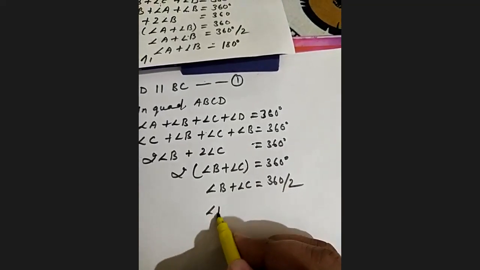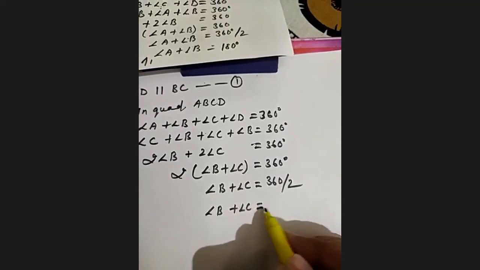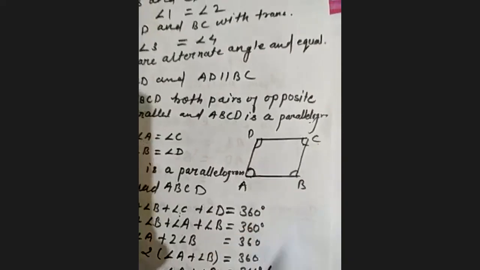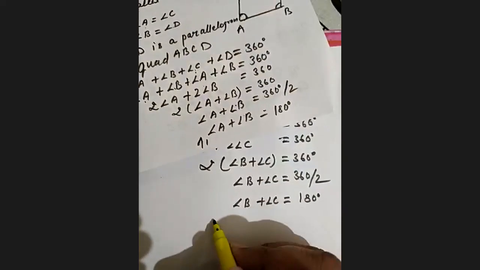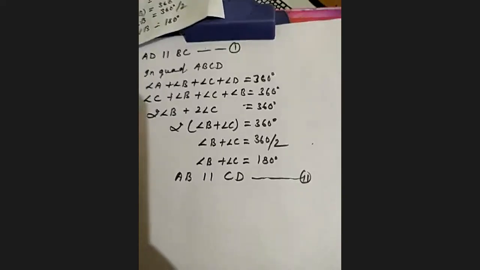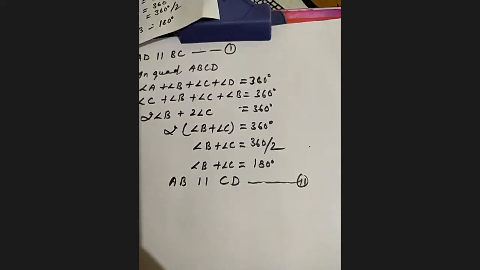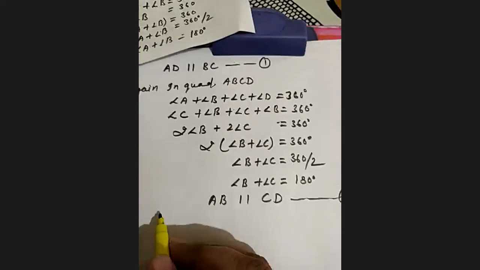ठीक है, तो angle B plus angle C is equal to 180. ठीक है, 180 डिग्री आ गया. तो that means angle B और angle C when 180 होगा, then AB side and CD side is parallel. जब ये दोनों क्या होंगे, parallel होंगे. So here you write AB side is parallel to CD side. Okay, clear? ठीक है, clear है?